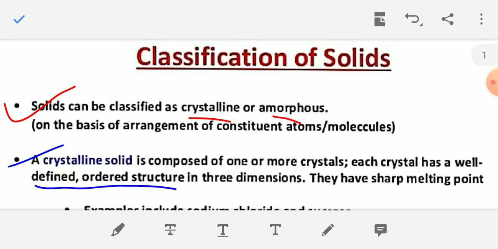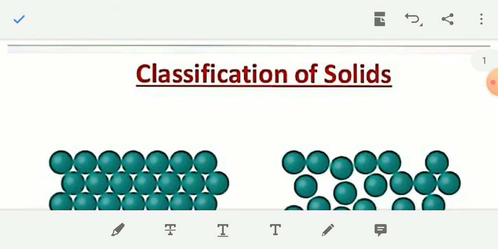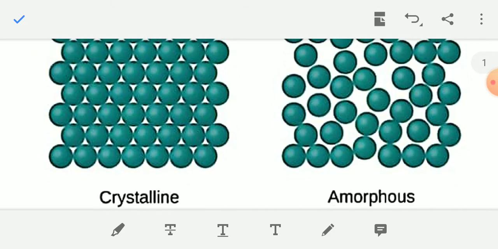So based on arrangement of constituent particles, that is, atoms, ions, and molecules, solids are two types, crystalline and amorphous. In crystalline solids, the particles are very orderly arranged, and in amorphous solid the particles are disorderly arranged.